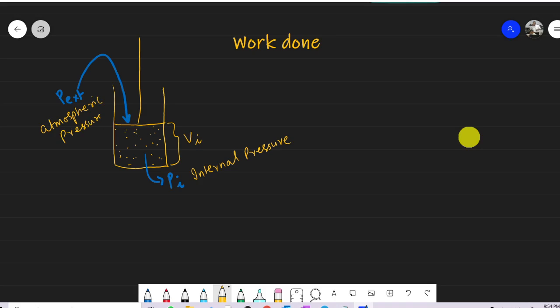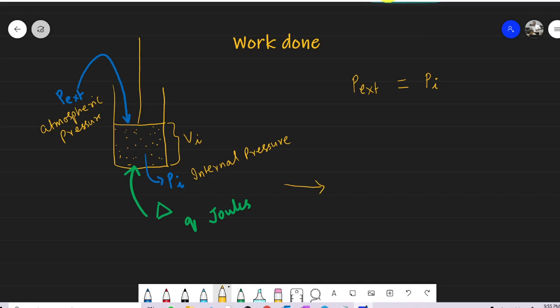When these two pressures are equal, that is, when the external atmospheric pressure equals the internal pressure of the gas, the piston stays in the same position and does not move. Now when we heat the gas and supply some amount Q joules of heat, what will happen? The gas will expand.